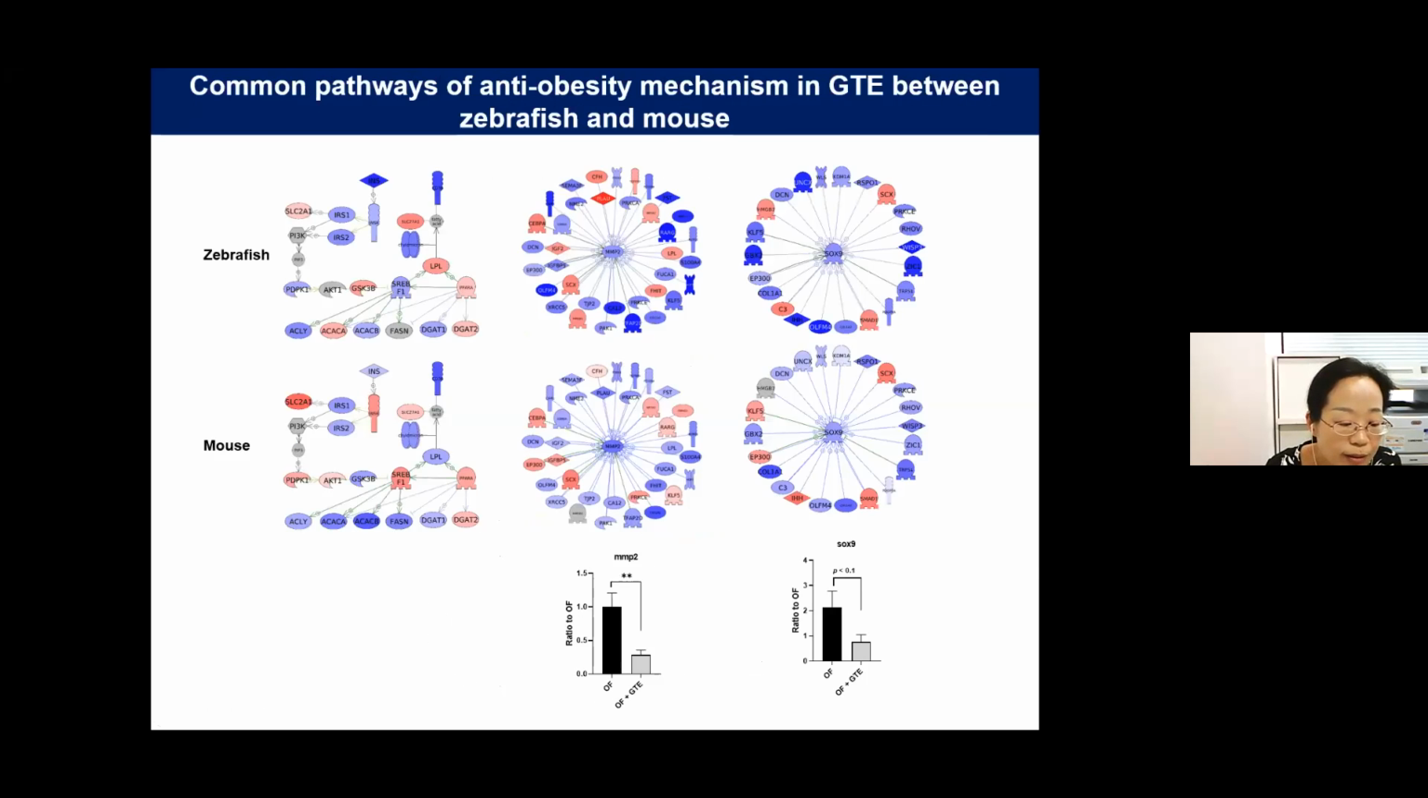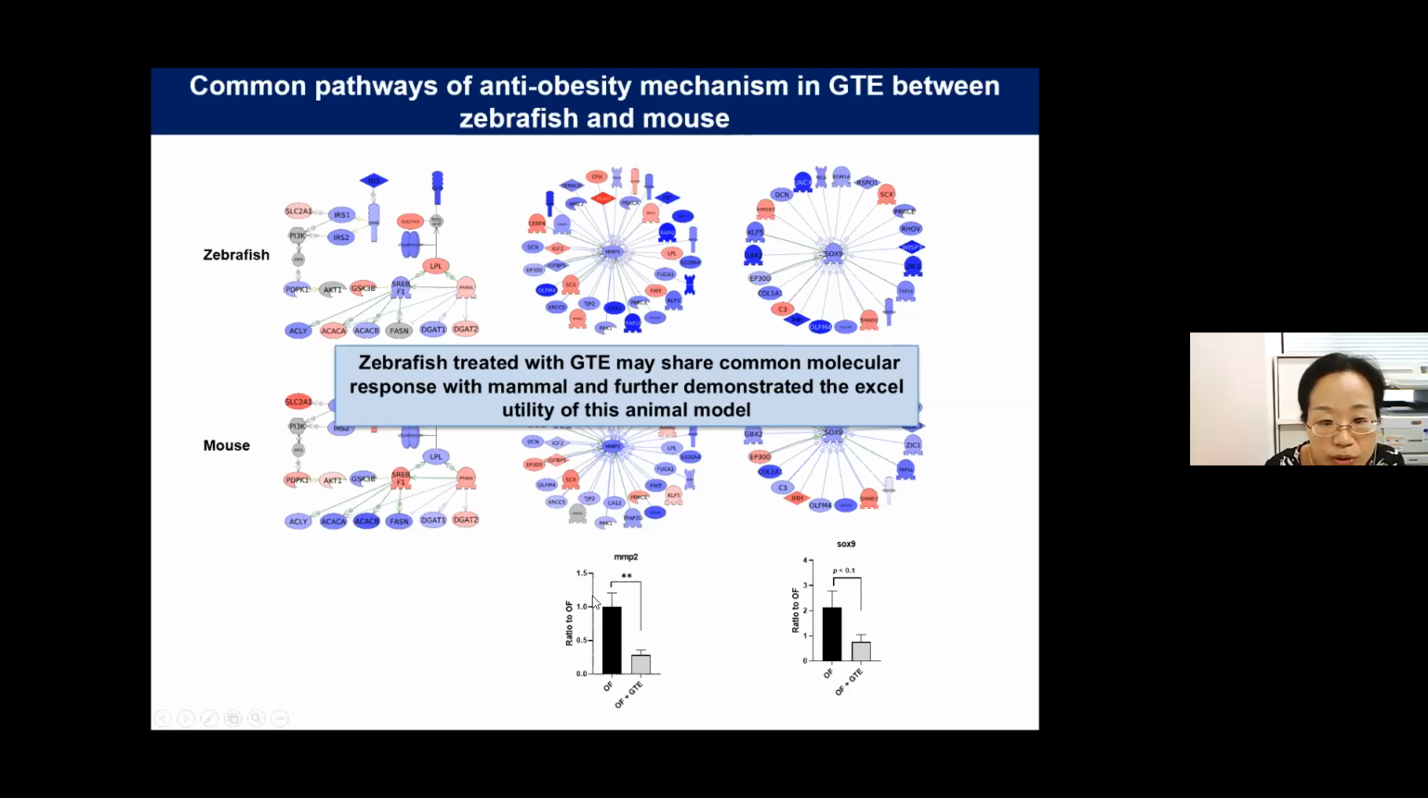Finally, we compared the molecular mechanisms between zebrafish and mouse that are treated with GTE. Most of the genes showed similar alterations in gene expression between zebrafish and mouse. This data revealed that zebrafish treated with GTE may share common molecular responses with mammals and further demonstrated the utility of this animal model.